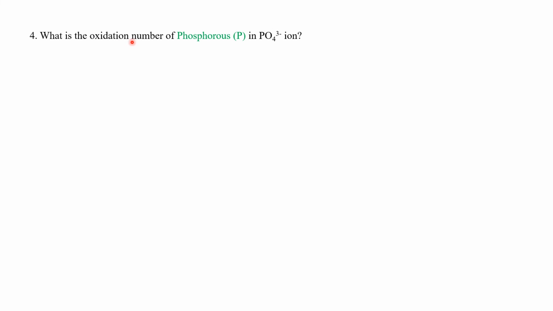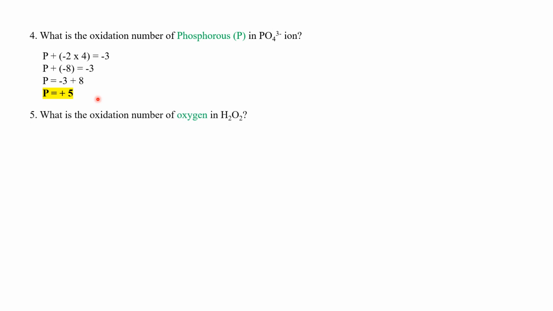Okay, what is the oxidation number of phosphorus in the phosphate ion? You can see 3 minus is the overall charge of this polyatomic anion. Then the phosphorus charge plus oxygen, which is -2 times 4 oxygens, is equal to -3. Then the phosphorus charge is +5.